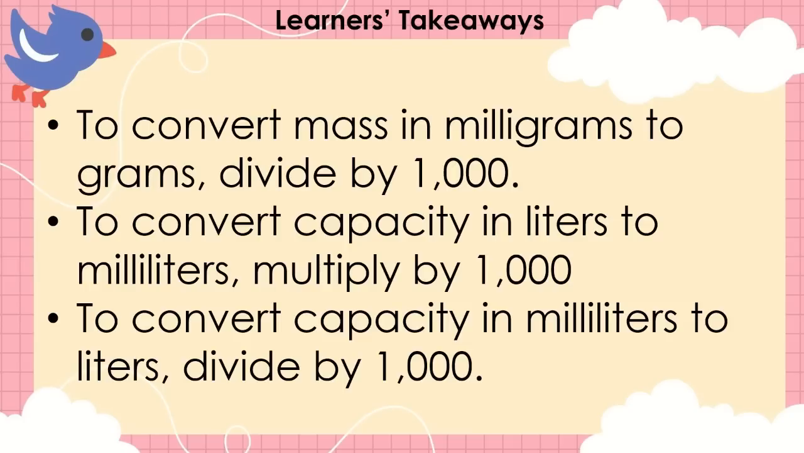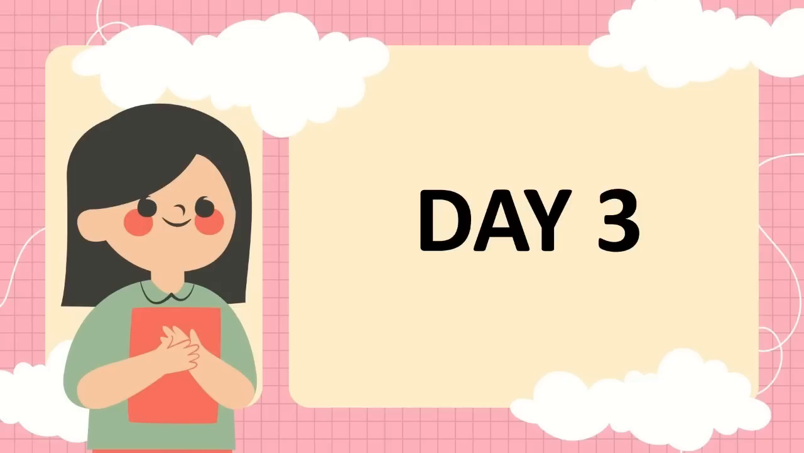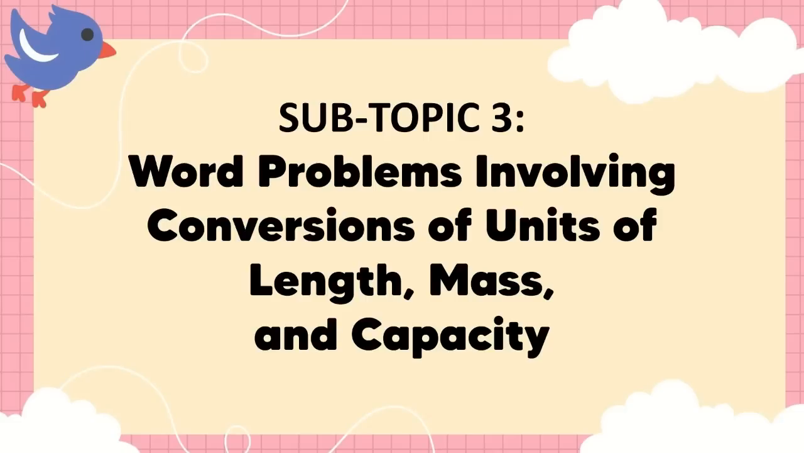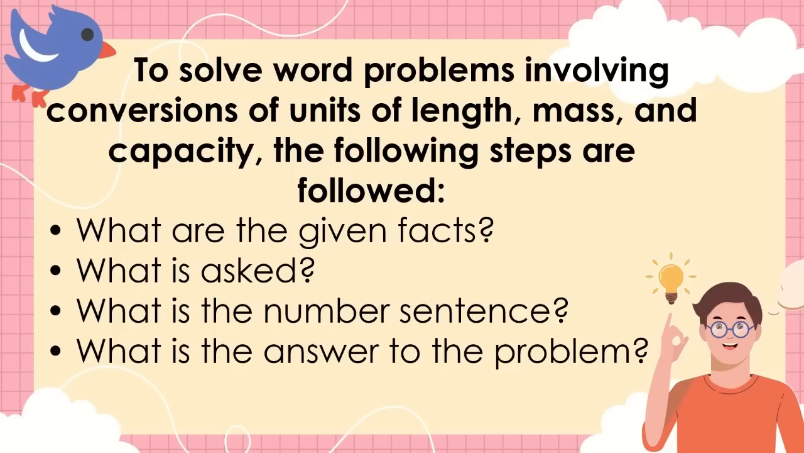To convert capacity in liters to milliliters, multiply by 1,000. To convert capacity in milliliters to liters, divide by 1,000. Let us now proceed with day 3. Subtopic number 3, word problems involving conversions of units of length, mass, and capacity.